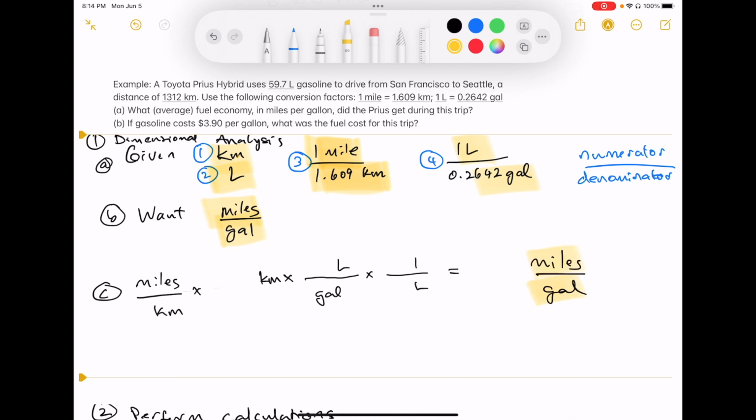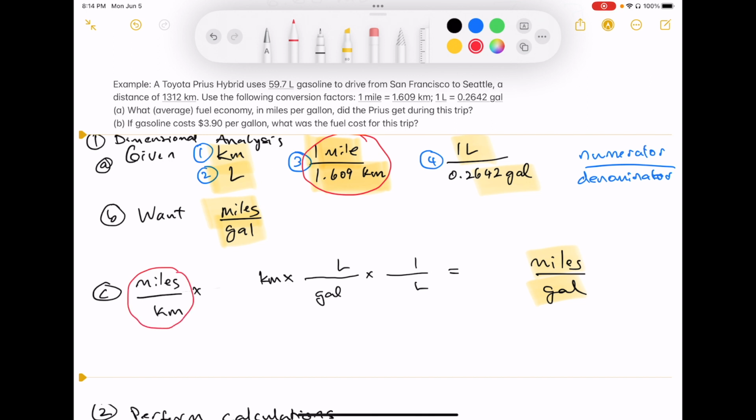First thing we need to think about is, of those 4 things that I listed there, which one of them has miles? I want to make sure that mile is on the numerator. The only thing that has a mile is number 3. It's miles over kilometer. So that's the first thing I would write in my conversion path. In my dimensional analysis, I would start with that unit. So I write miles over a kilometer right here.